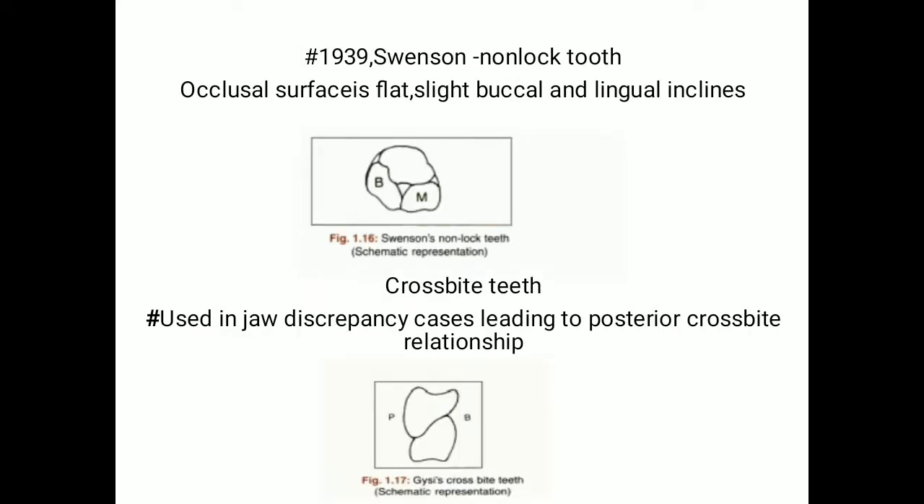Next one, in 1939, Swenson discovered the non-lock tooth, where the occlusal surface will be flat but the buccal and lingual inclines will be slightly flat. Next one is crossbite teeth. Crossbite teeth are used in jaw discrepancy cases leading to posterior crossbite relationship.